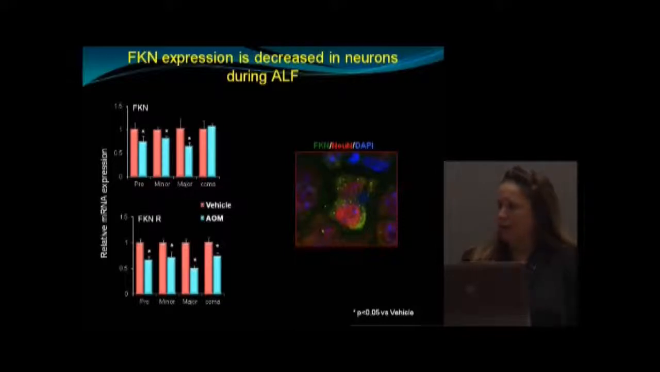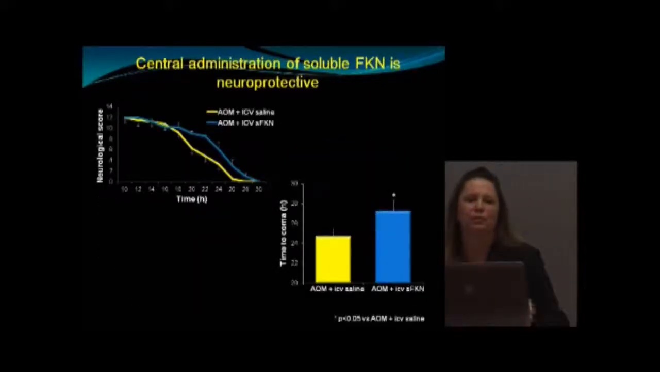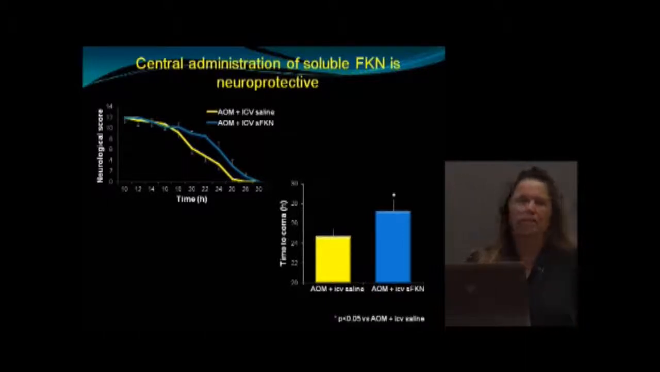I mentioned that fractalkine receptor is exclusively in microglia, but fractalkine in the literature has been shown to be expressed by a number of different cell types. But in our hands, once again, fractalkine co-localized predominantly with NeuN, suggesting a neuronal origin again, similar to MCP1. So we wanted to figure out what happens if we restore or increase the amount of fractalkine in the brain. And so we did an ICV injection of the soluble component of fractalkine. And again, you can see the ICV injection of fractalkine shifts our neurological score curve to the right, suggesting a neuroprotective effect, and increases the time to coma.